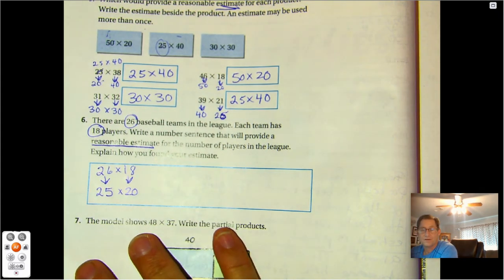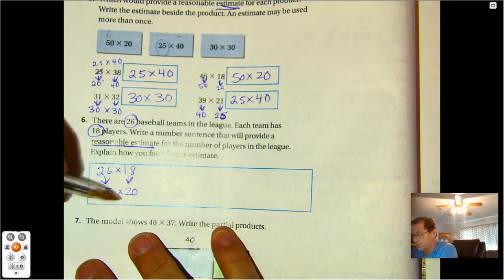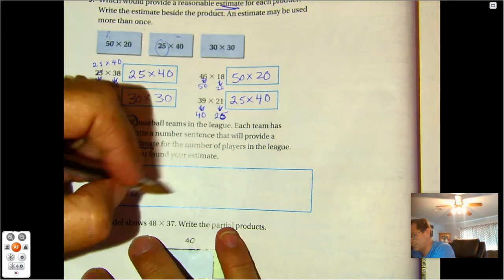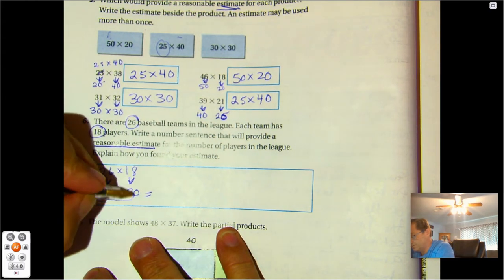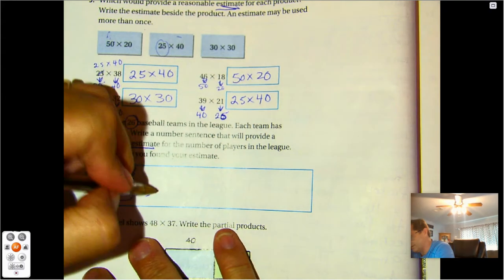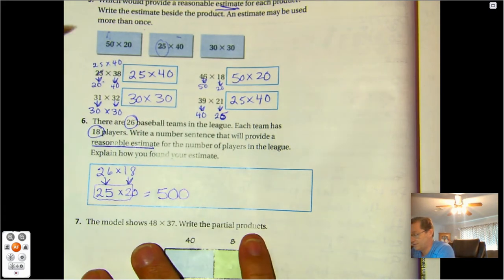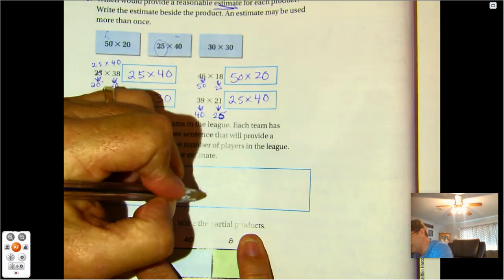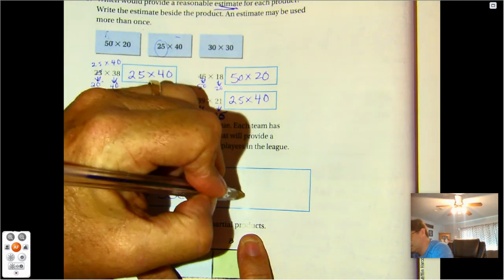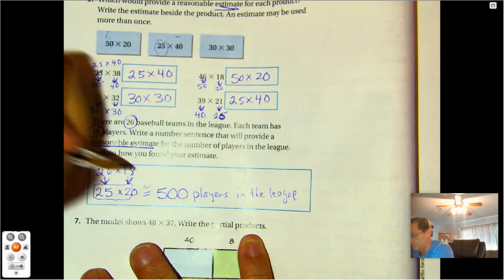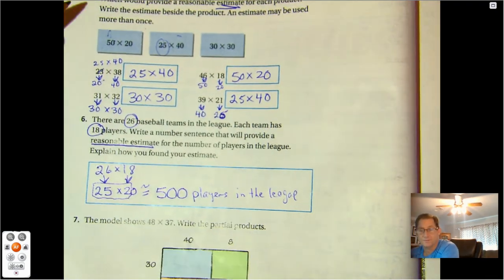Well, this is an easy problem to do. It's reasonable. The numbers are close to our original numbers. So 2 times 25 is 50, 10, so 500 players in the league. And that's an estimate, so it's about equal to 500 players.